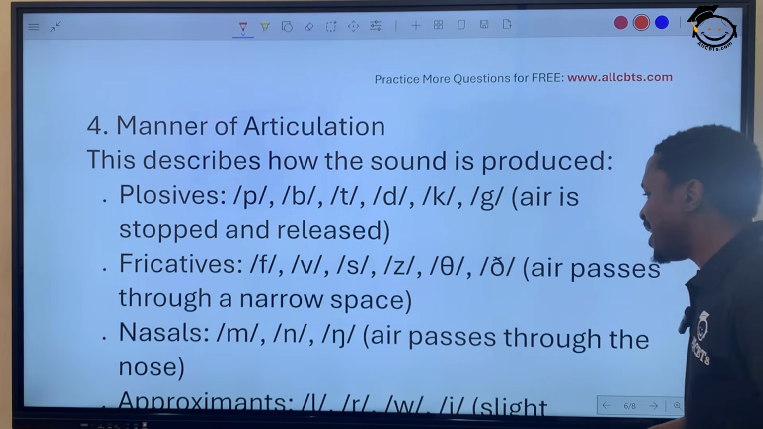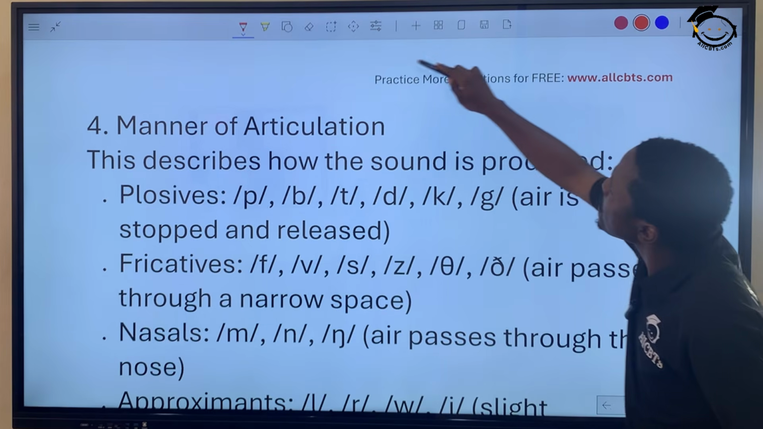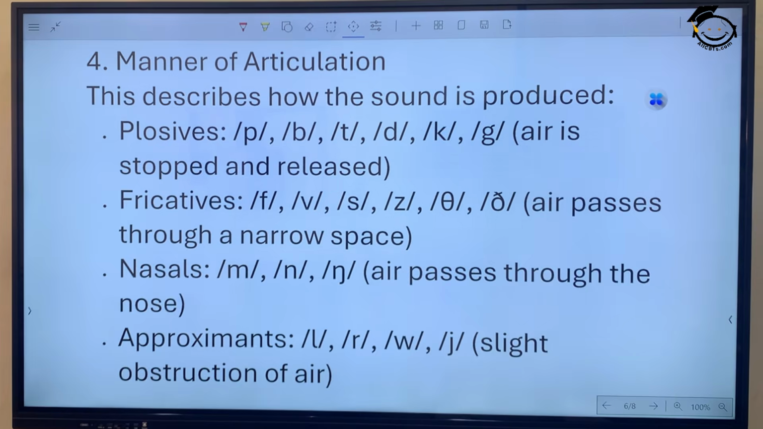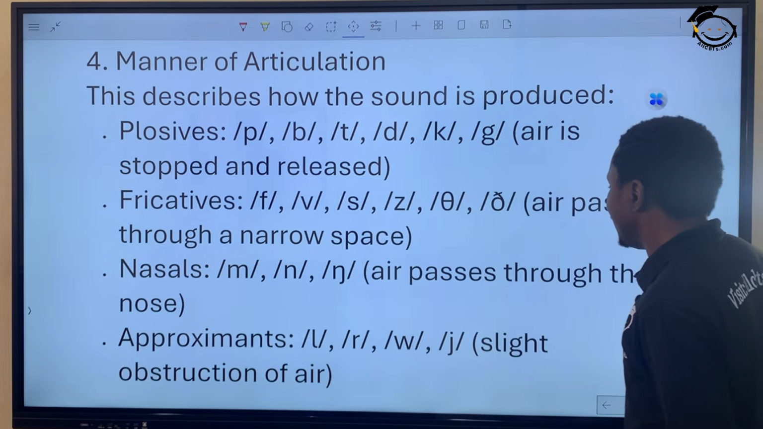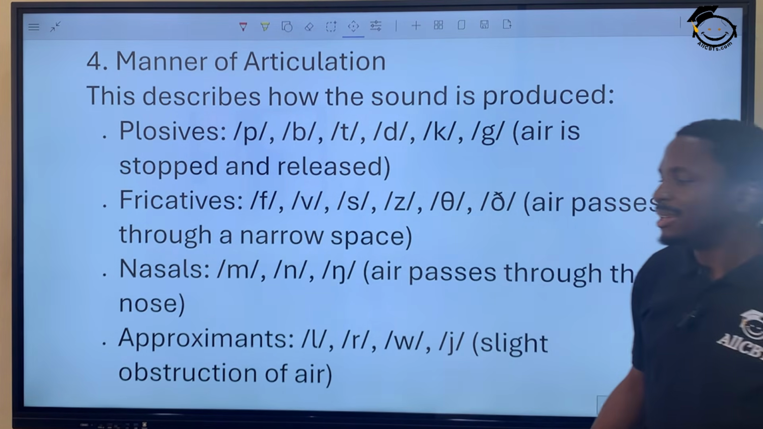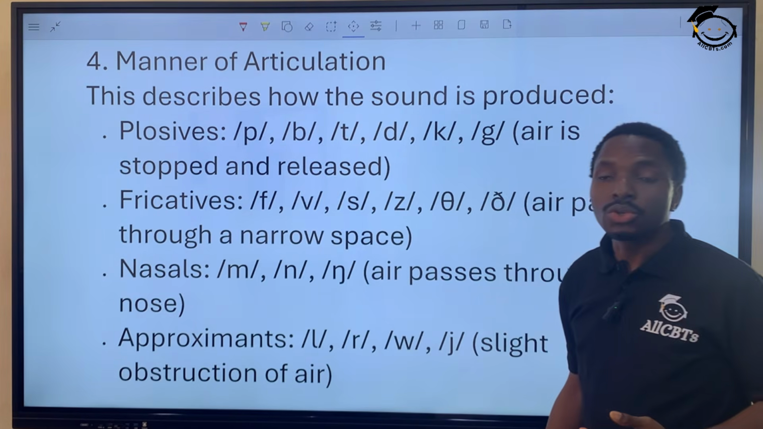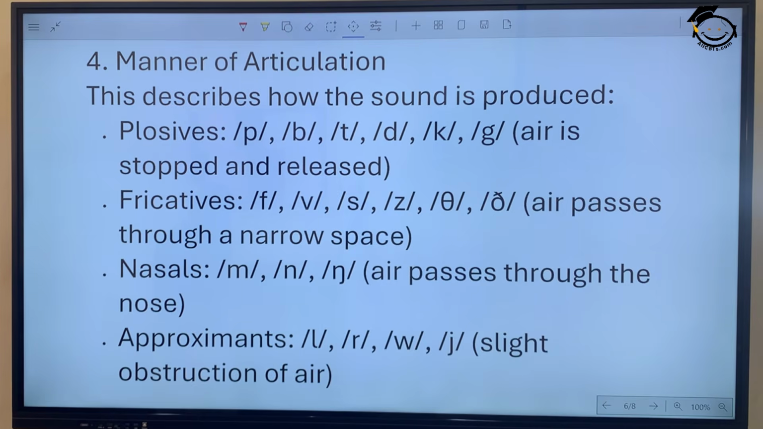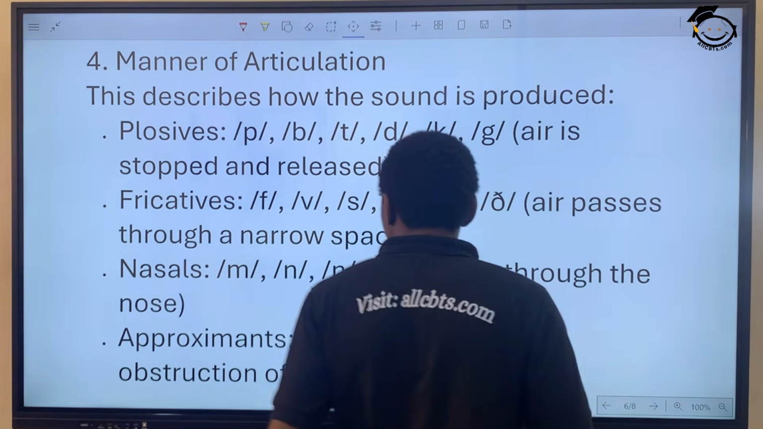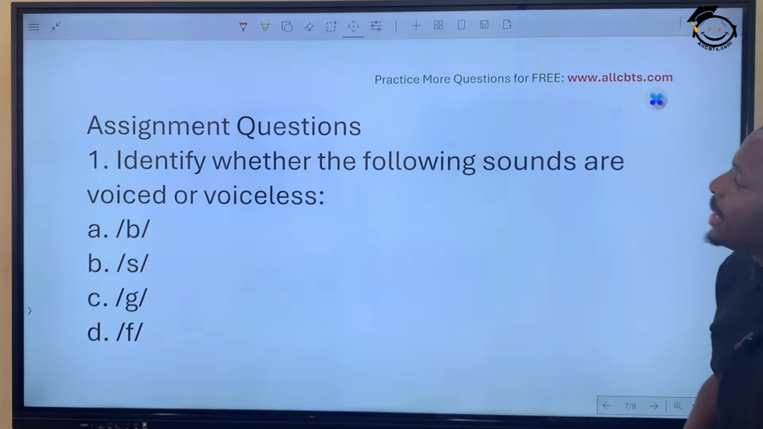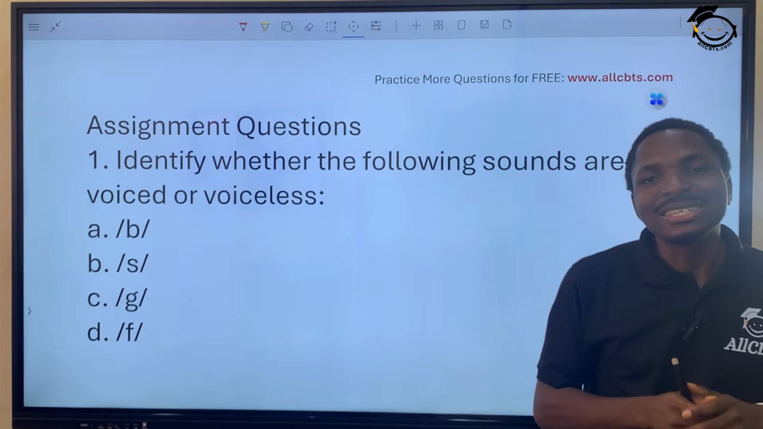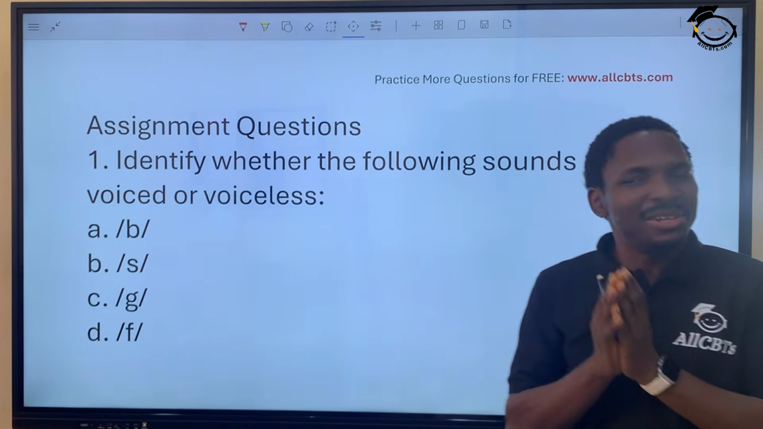And then you have approximants. Approximants show slight obstruction of air. All right, so that is the end of our class on consonant sounds. That was brief, very interesting.